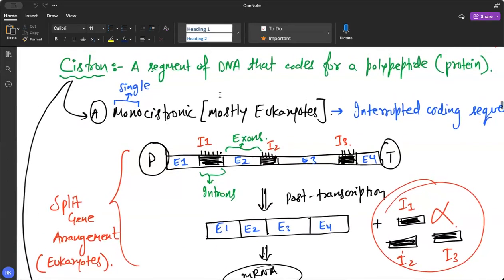And cistron is the segment of DNA that codes for a protein. Remember, I told you that all genes that make RNA finally do not end up making protein. Remember that discussion? Yes, sir. And what are examples of it? Any example where you have a gene that gets transcribed into RNA but does not get translated into protein?